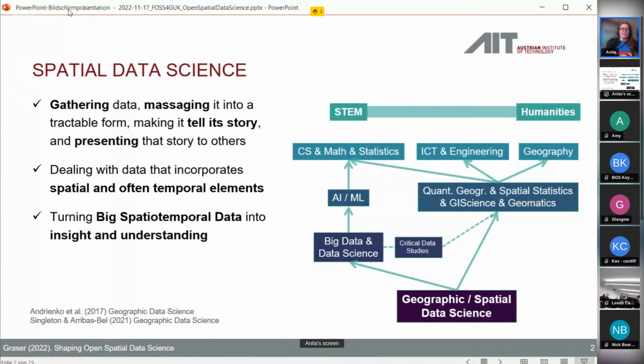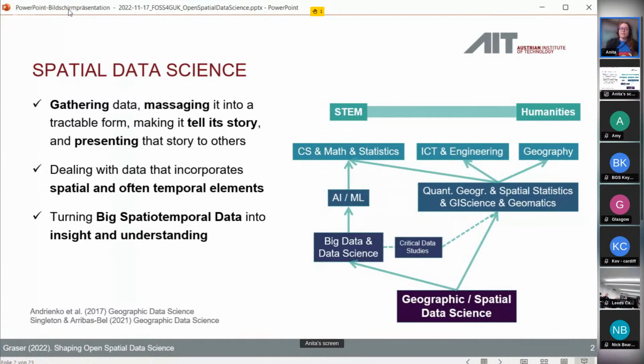So spatial data science in general is, for me, about gathering data, preparing it, massaging it, so that you can tell its story and present that story to others. So it's the whole process from data collection to presentation. And the key element that makes it spatial data science, of course, is that we are dealing with data that incorporates spatial and very often also temporal elements. So we try to turn this big spatial temporal data into insights, is what I want to say.